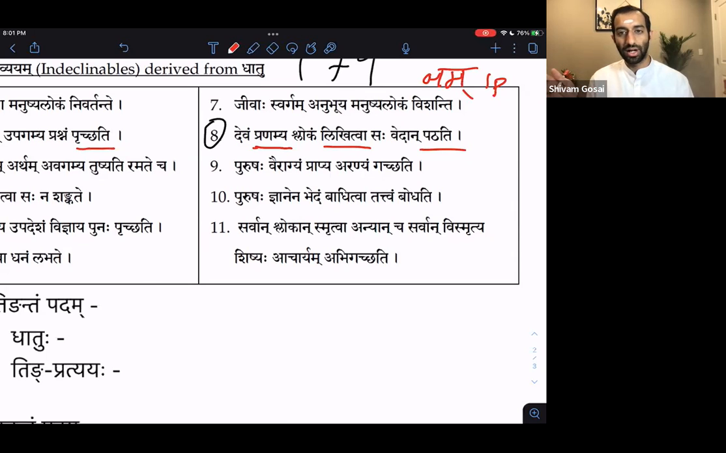So likhitva, so having written what? Shlokam. Shlokam is shloka, akaranta. This is dvitiya vibhakti, ekavachanam, karmani dvitiya to likhitva.